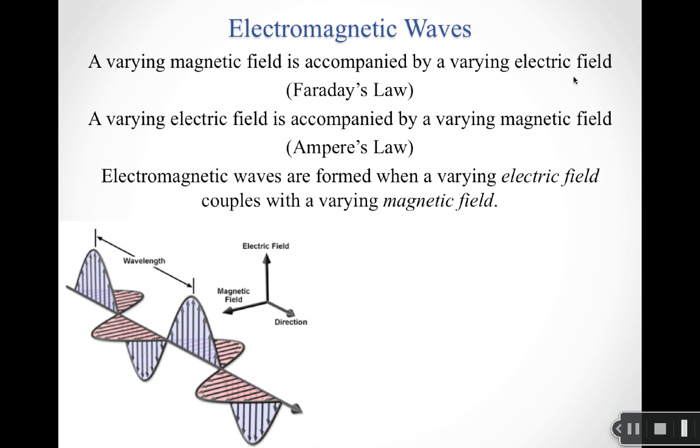And so basically we're going to form electromagnetic waves when we vary an electric field, and that's coupled with a varying magnetic field. So in this picture that we see here, the electric field vectors are the blue ones that point up and down. The magnetic field vectors are the red ones that point side to side. And then the wave travels, in this case drawn roughly as coming out of the page at us. So we've coupled an oscillating electric field with an oscillating magnetic field.